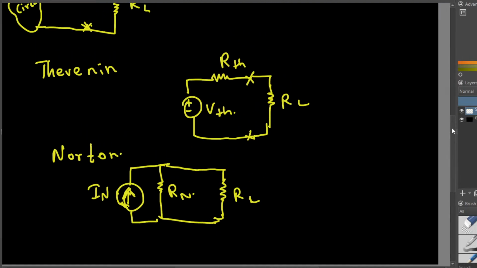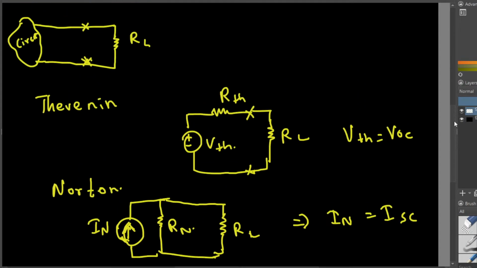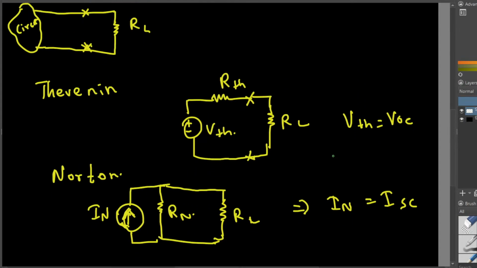And how to find the V Thevenin? To find the V Thevenin, we just take the V open circuit. If we find the V open circuit, that's going to be the value equivalent to V Thevenin. How to find the I Norton? I Norton can be found by taking the short circuit. I Norton is equal to I short circuit. Okay, these are the basic things you have to know when you are dealing with Thevenin and Norton equivalent circuits.